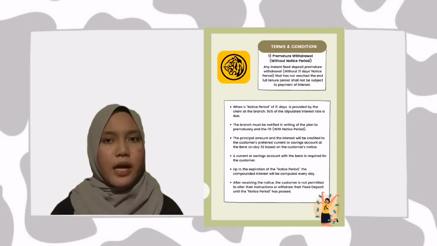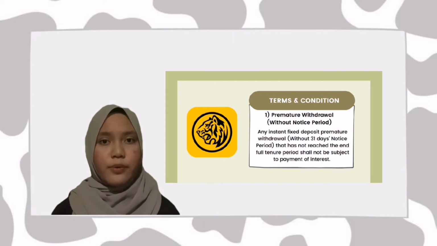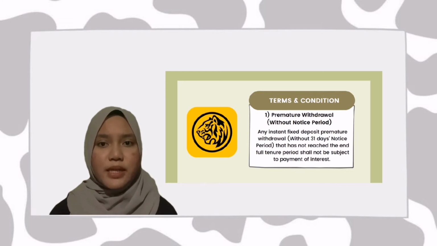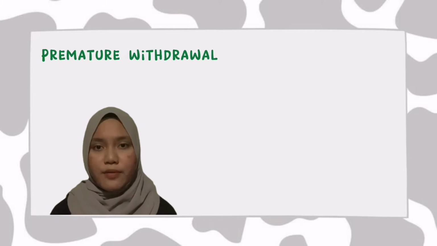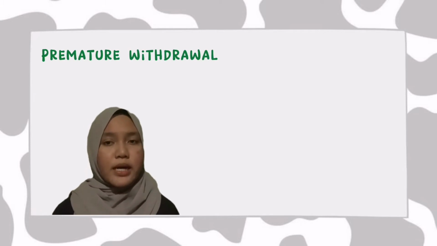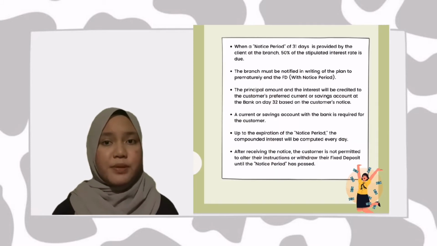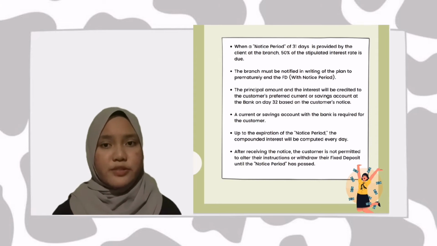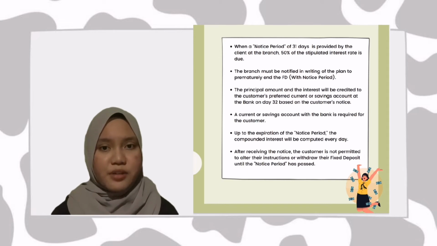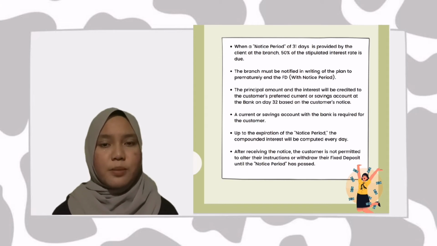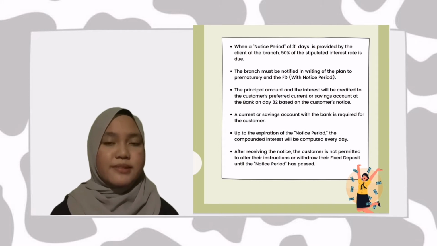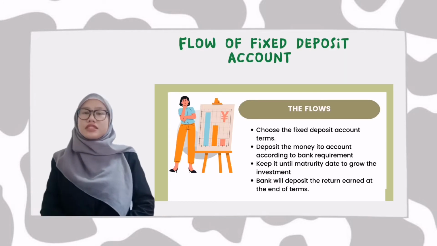For illustration, we can take a look at Maybank. Maybank has set out that any instant premature withdrawal without a 31 days notice period, made before the end of the tenure period by the client, will not be subject to any interest payment. However, for premature withdrawal with a 31 days notice period, 50% of the stipulated interest rate is due. After receiving the notice, the customer is not permitted to alter their instruction or withdraw their fixed deposit until the notice period has passed.